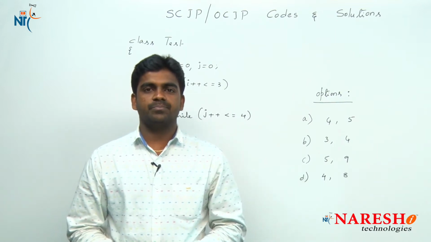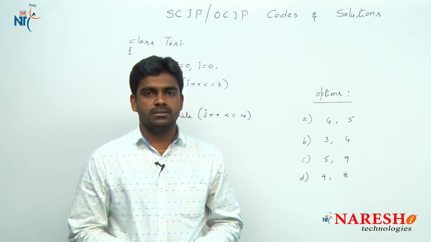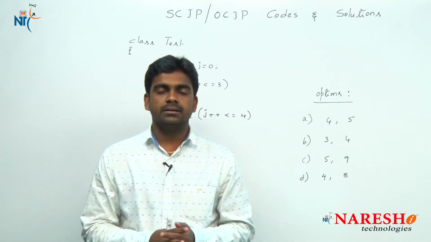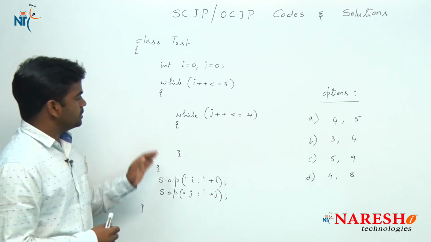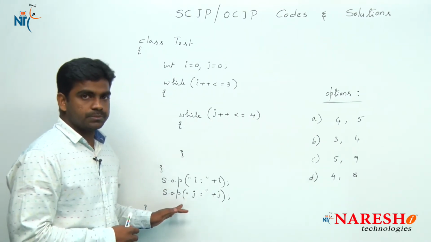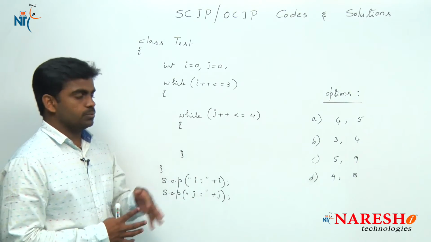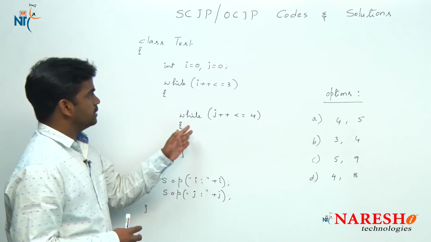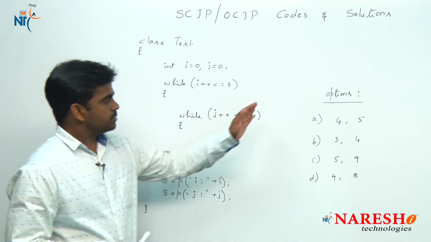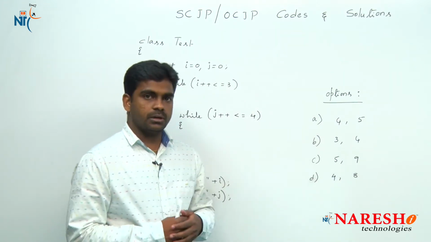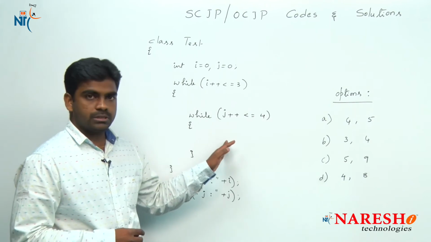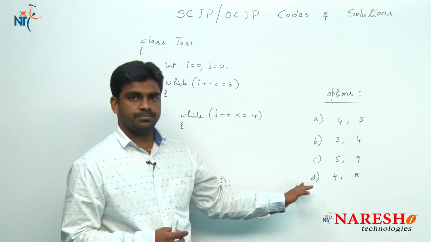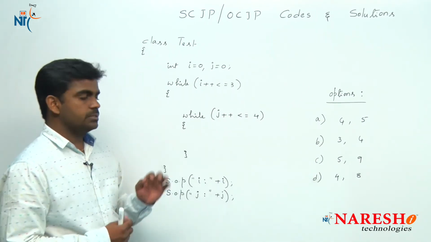This is Srinivas. In this session we are going to discuss one OCJP bit with a solution. So this is the example. It's an OCJP bit on loops, the nested loops, nested while loop. Here it is. They have given the bit, and some options also. If you are good at the nested while loop, first try yourself, check with the options, and then test with this video.